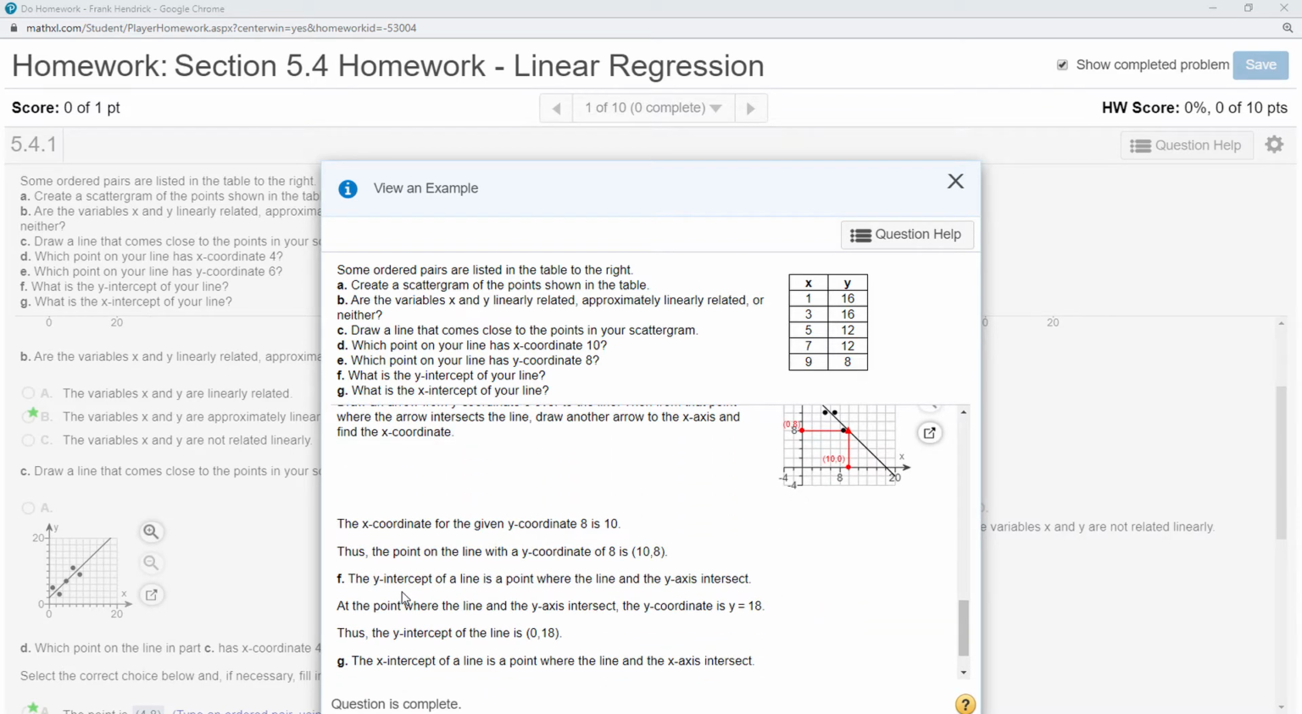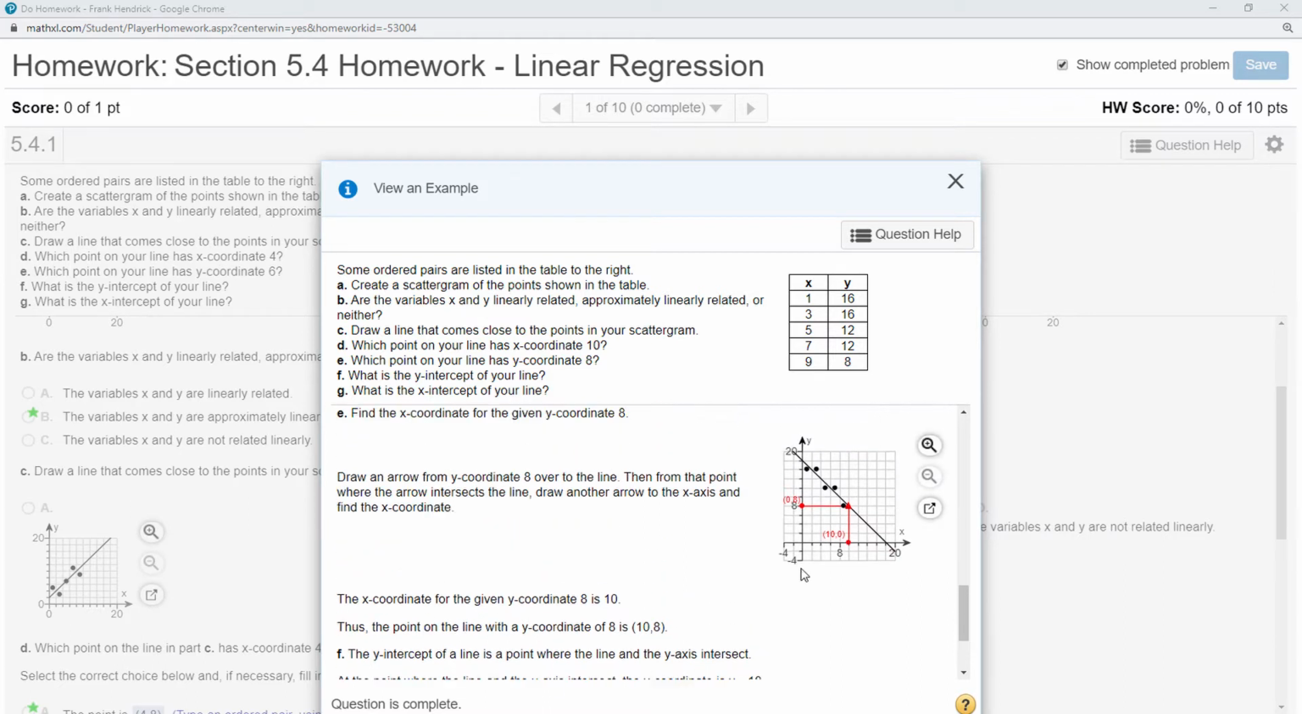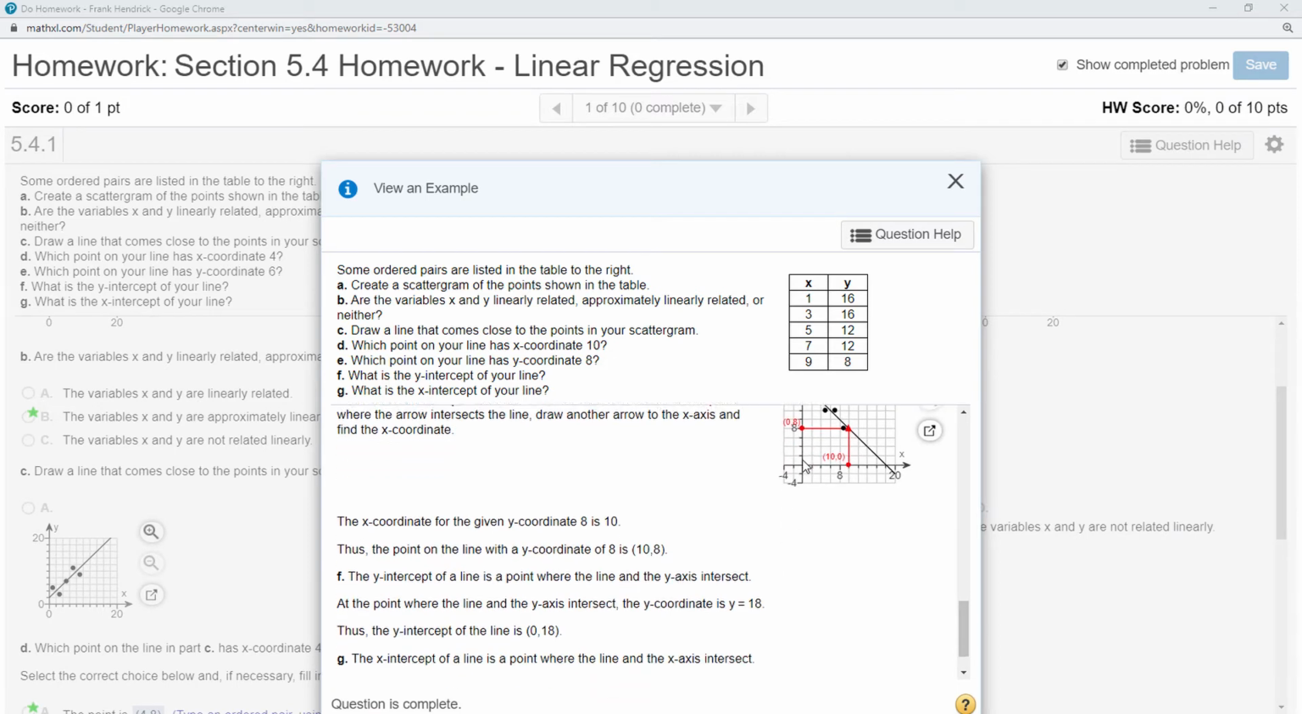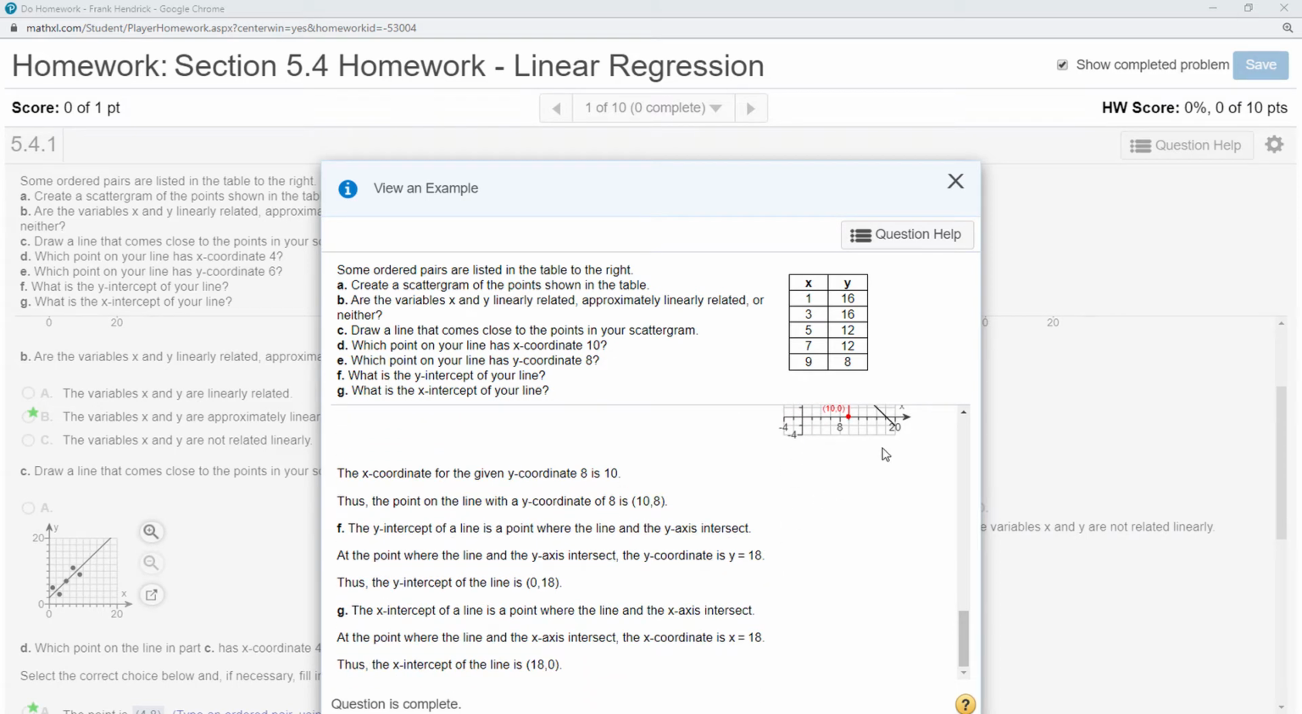Okay, the y-intercept is where it crosses the y-axis. In this case, we look at the graph: when x is 0, y is 18. Then you want to know about the x-intercept, where it crosses the x-axis. So when x is 18, y is 0. And that's the end of that one.